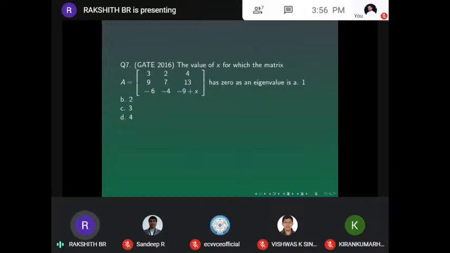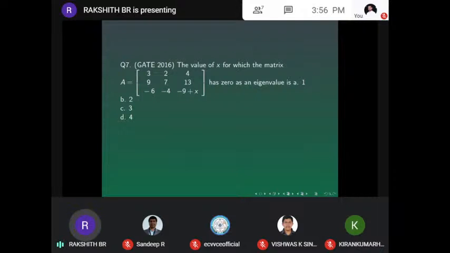You need to know that 0 is an eigenvalue of a square matrix if and only if the determinant of A is 0. That is the first point you need to remember here. So, when is this determinant of A 0?